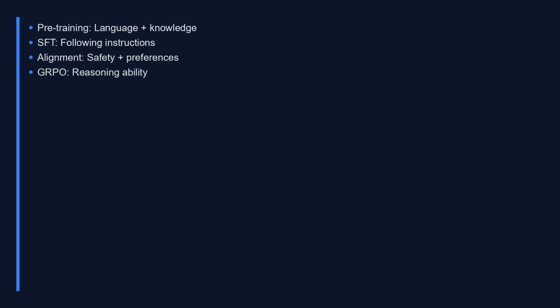Key insights. Each phase has a single primary job. Pre-training instills language ability and world knowledge. SFT teaches the model to follow instructions. Alignment shapes behavior around human preferences and safety. GRPO develops the capacity for step-by-step reasoning. These aren't overlapping, they're additive. Each one builds on what came before without replacing it. The data scale drops dramatically at each stage. Pre-training needs trillions of tokens. SFT works with millions of examples. Alignment needs thousands of preference pairs.